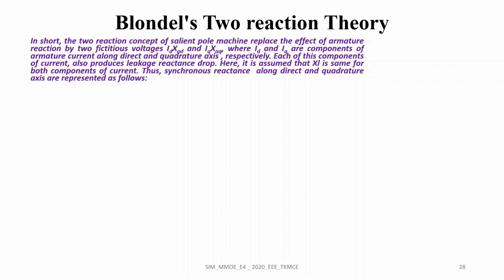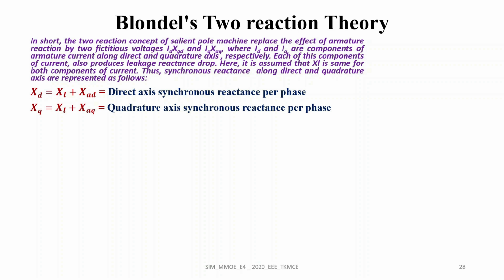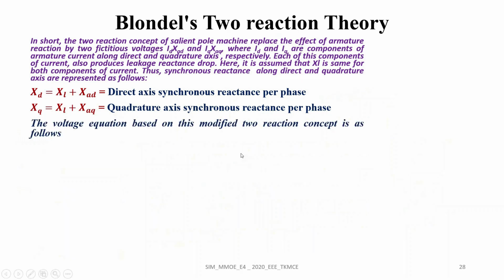The synchronous reactances along the direct and quadrature axes are represented as XD equal to XL plus XAD, known as the direct axis synchronous reactance per phase, and XQ equal to XL plus XAQ, known as the quadrature axis synchronous reactance per phase. The voltage equation based on this modified two reaction concept is as follows: terminal voltage V is E0 minus I into RA drop minus ID XD minus IQ XQ. Here XD and XQ include leakage reactance. So this is the voltage equation considering the modified two reaction concept.